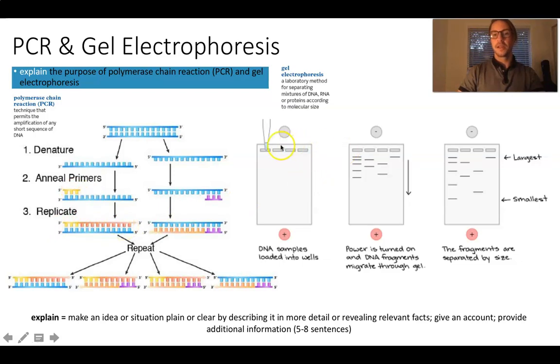If you can tell me that there's this current and that we load the samples of DNA into these wells, and then we run that current and the heavier bases stay, but the smaller, lighter fragments of DNA move towards the DNA samples, thereby separating them, then again, you're looking pretty good. So with this video, coupled with Dr. G's videos and your textbook readings, I think you guys should be able to clearly explain the process of PCR and gel electrophoresis.